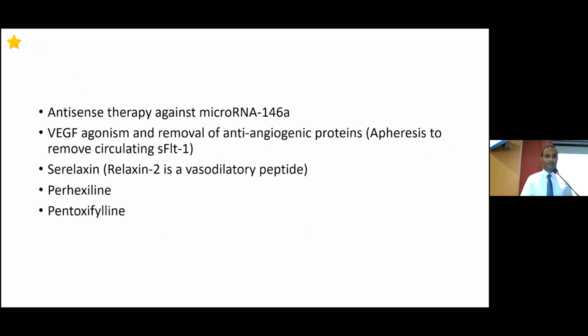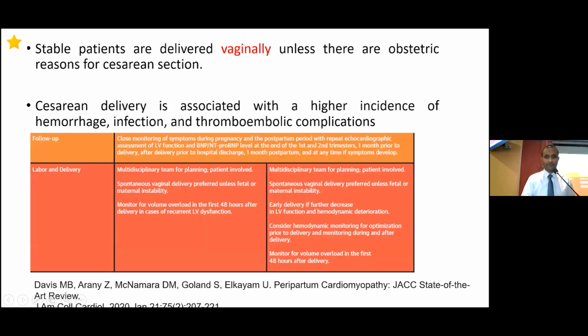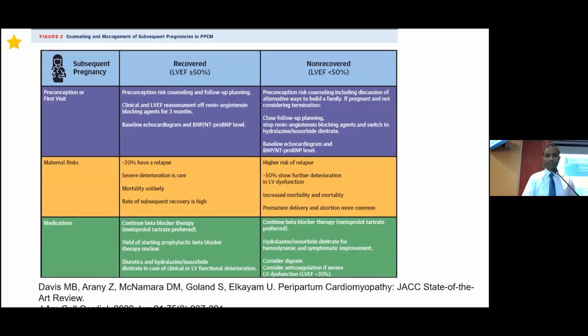These are the experimental therapies, like some vasorelaxin-like agents. If there's no contraindication, you can ideally try vaginal delivery, and if there's an obstetric indication, you can do a cesarean section. So what about future pregnancies?